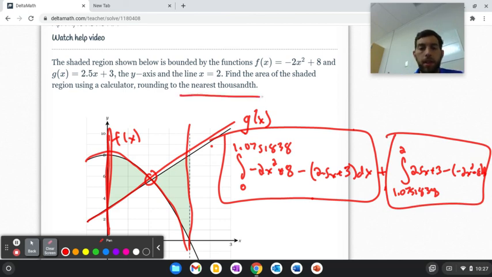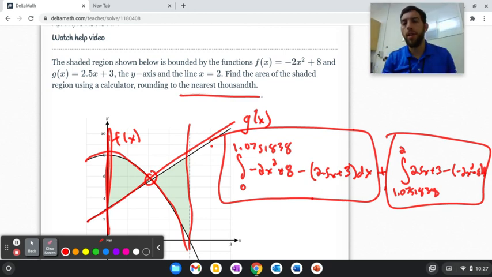So that is it. Hopefully that is clear for you. If you are struggling with either how to do the calculator computations or just concept in general, do feel free to let me know.